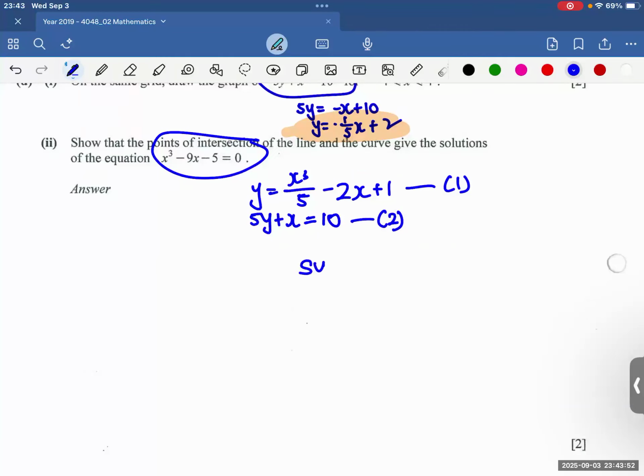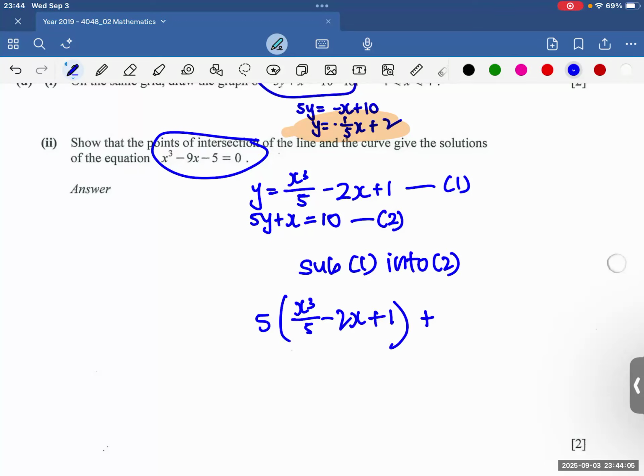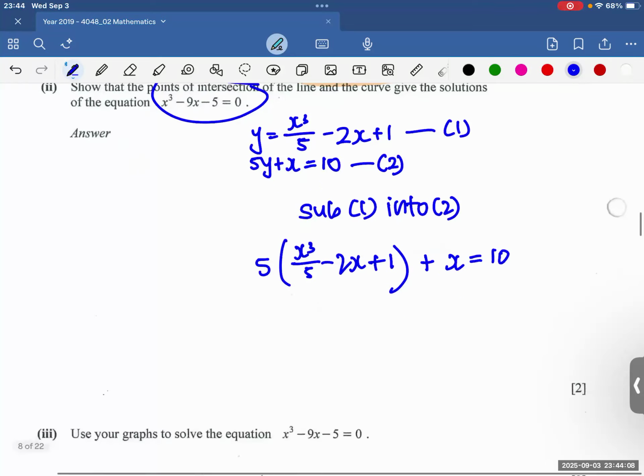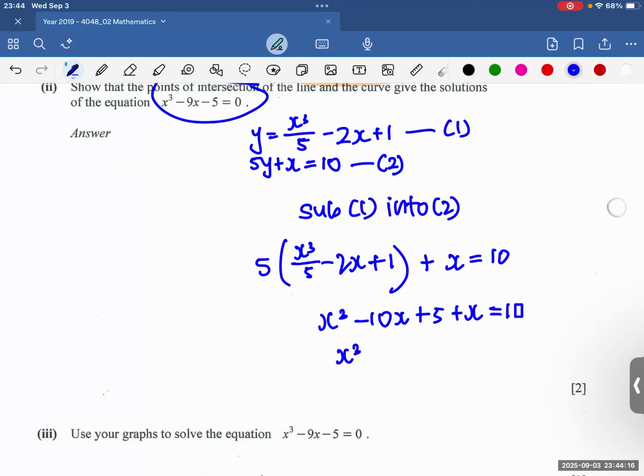So now we're going to sub 1 into 2. Okay, so now this is how it will look like. 5 times x cubed over 5 minus 2x plus 1 plus x equals 10. Therefore, x cubed minus 10x plus 5 plus x equals 10. And therefore, x cubed minus 10x plus x plus 5 minus 10 equals 0. And therefore, x cubed minus 9x minus 5 equals 0, shown.